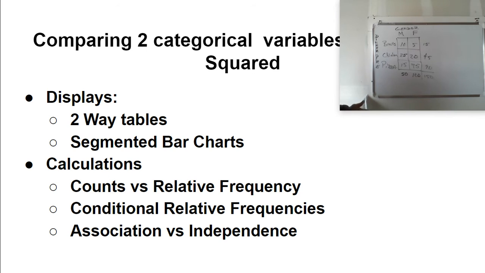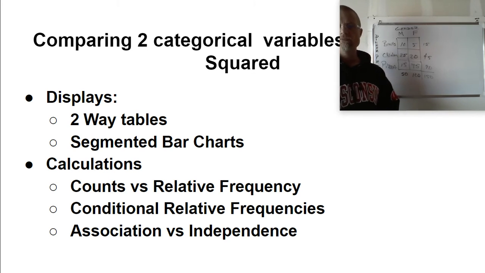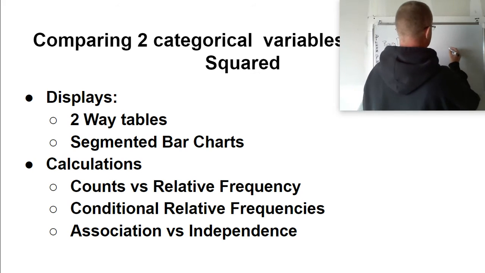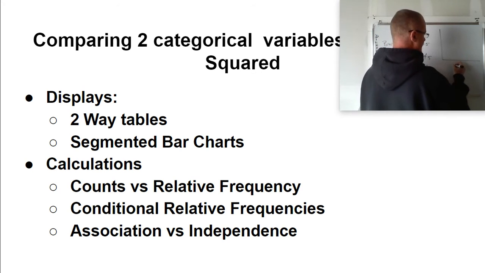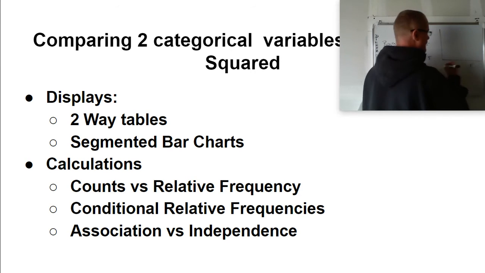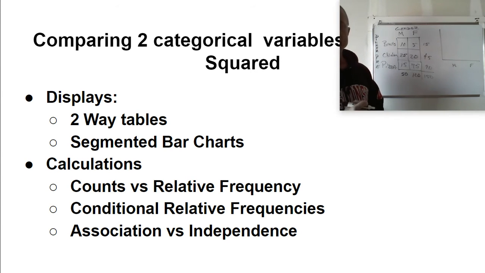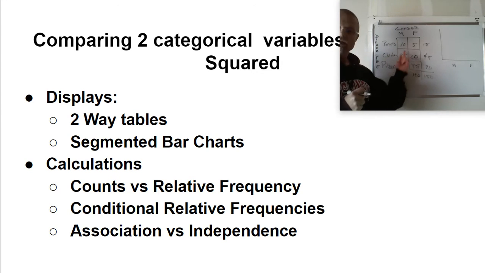So if we're going to compare these two distributions, maybe we want to say, well, do males like different dinners than females? So what we can do is compare these two in a segmented bar chart. I'm going to have one bar for males and one bar for females. And now I have to come up with what are called the conditional relative frequencies for these here.